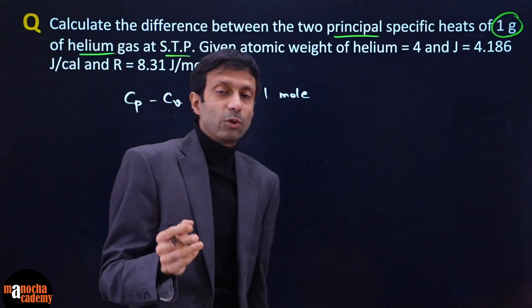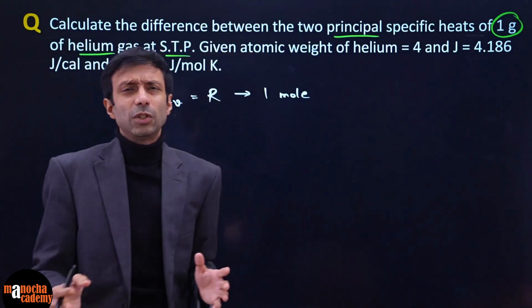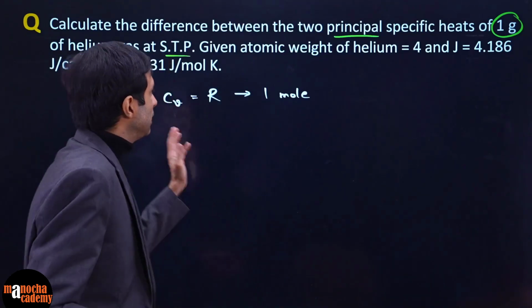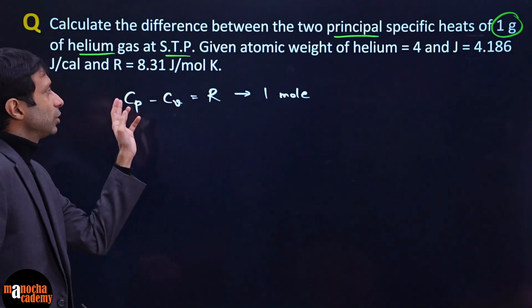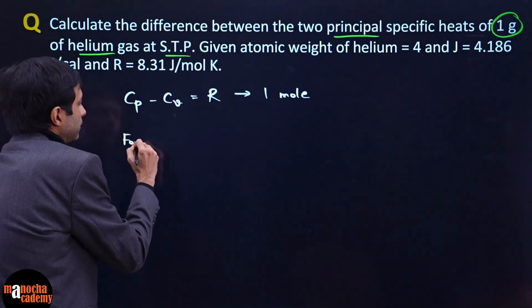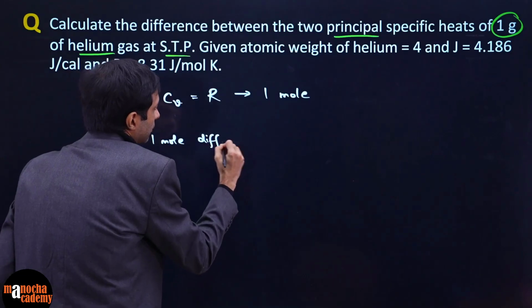But now how do we calculate for 1 gram? A lot of books give all these formulas. I don't like to learn all the formulas. Just apply the simple unitary method. This difference I know is for 1 mole. So Cp minus Cv is R for 1 mole.